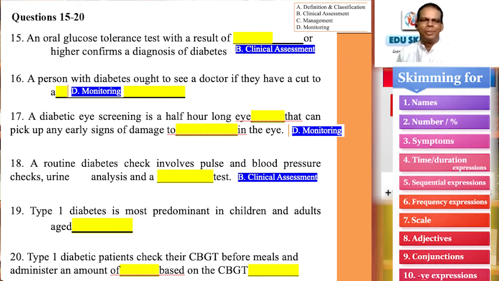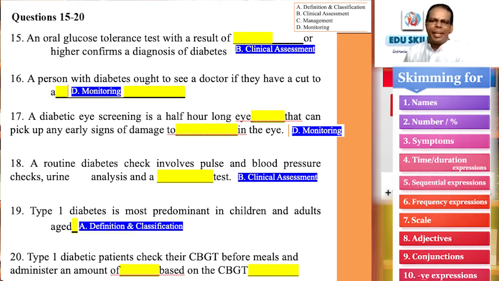Fifth one: type 1 diabetes is most predominant in children and adults aged dash. What is the age? A number. Again, a number, digits.